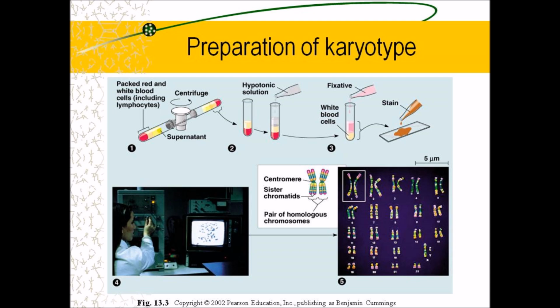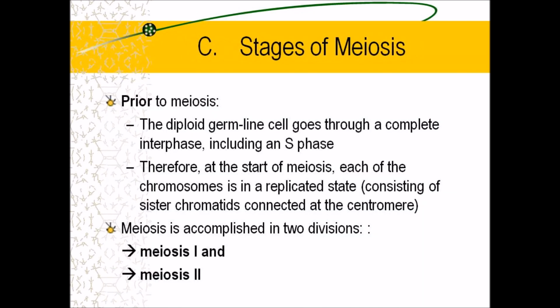Okay, next we will see the stages in meiosis. Different from mitosis, meiosis will have two main stages. The first stage is called meiosis 1, and the second stage will be meiosis 2, which we can see in the videos.